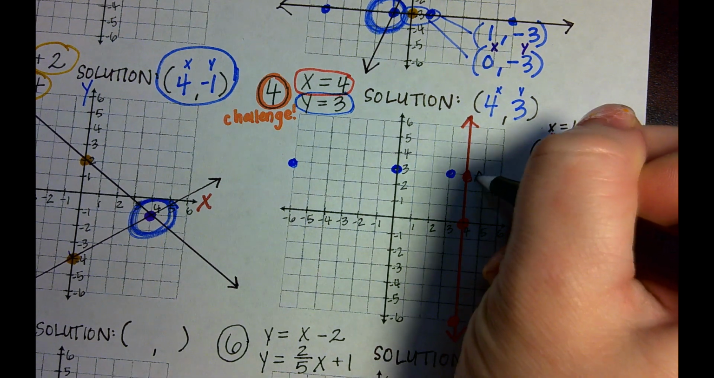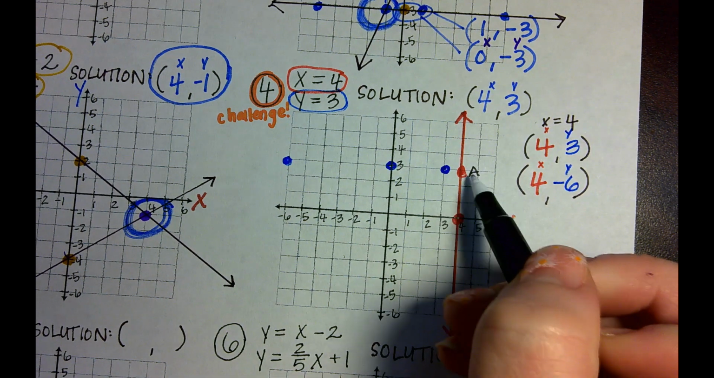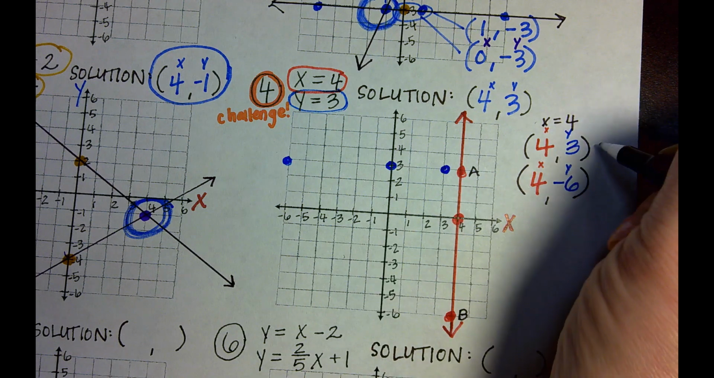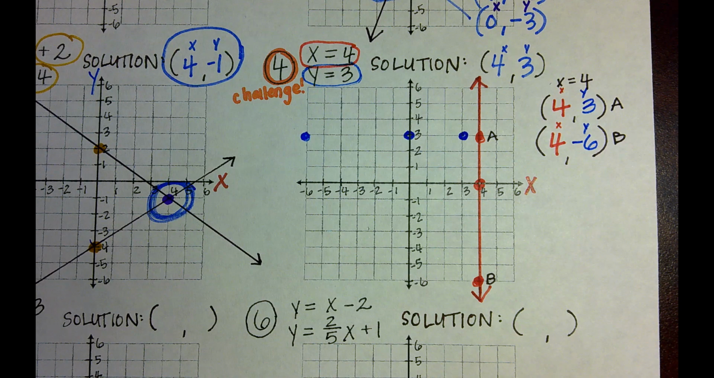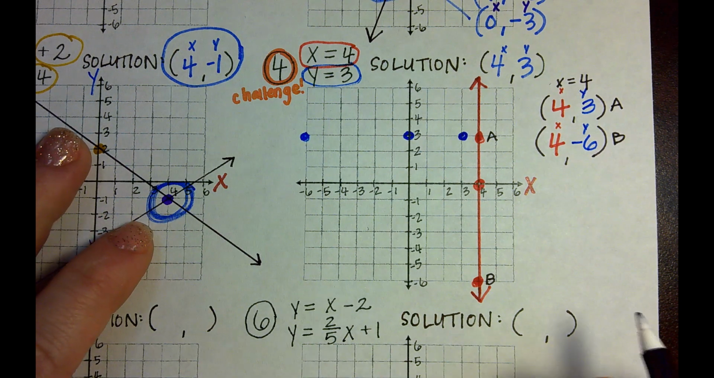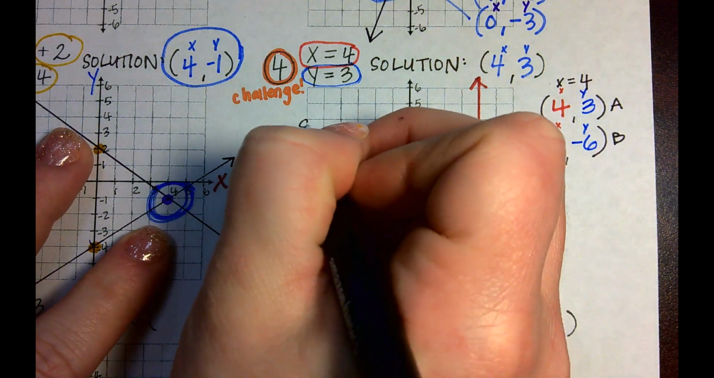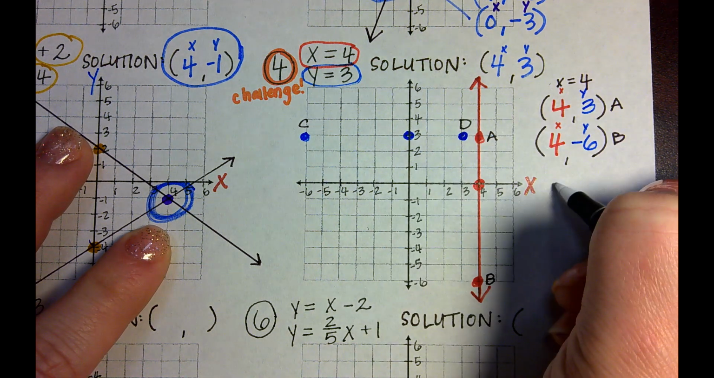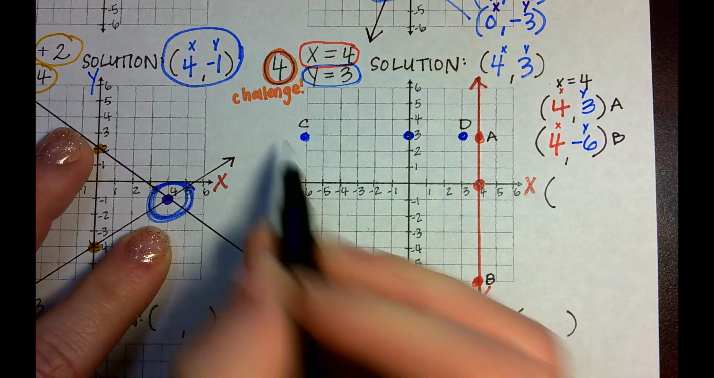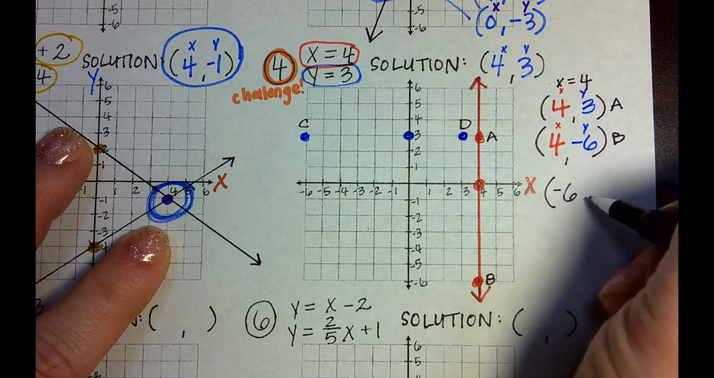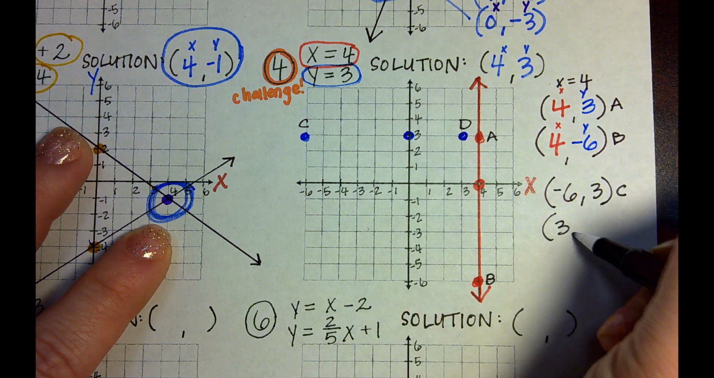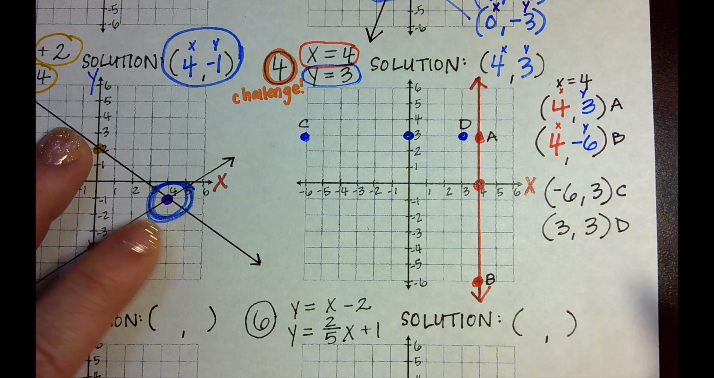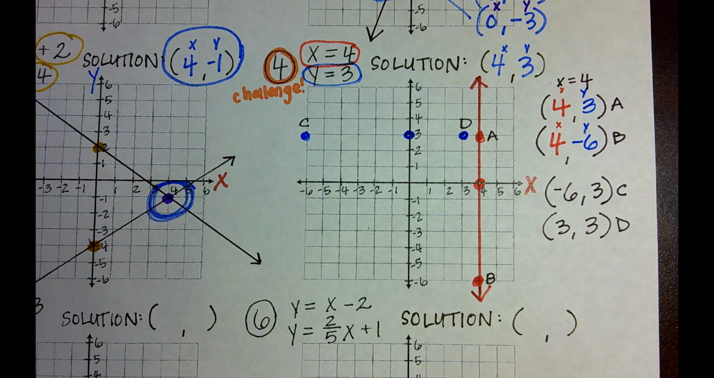We'll call this point A and point B. Point A, that's 4, 3. B, you don't have to label everything all fancy like this. I'm just trying to give you a guide to look at. I'll call that C and D. So point C, negative 6, 3. And 3, 3. Okay, so there's my points labeled in case you're curious. And we're going to connect those dots.